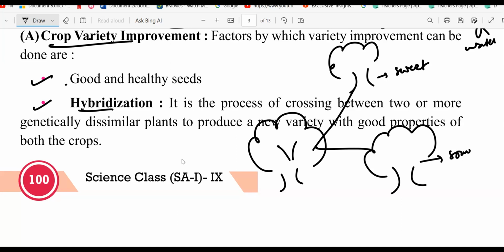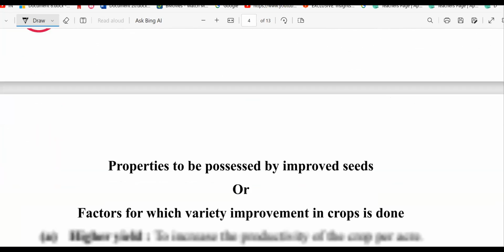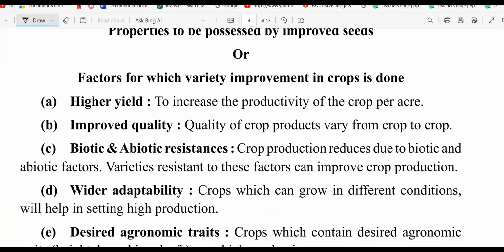Done? Okay. Now, the properties to be possessed by improved seeds, or the factors for which variety improvement in the crop is done. Okay, why are we improving?